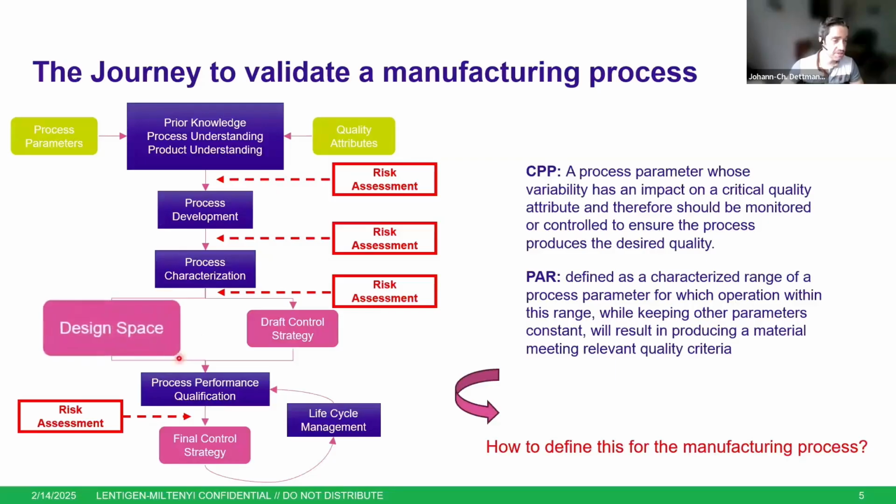on the generation of the design space, and what kind of methods we use to generate the design space. We will also talk about how to define critical process parameters for your process, so those parameters whose variability has an impact on critical quality attributes and therefore should be monitored and controlled. And we will also talk about how to define proven acceptable ranges for your process parameters, which are defined as a characterized range of a process parameter for which operation within this range, while keeping other parameters constant, will result in producing a material of relevant quality.